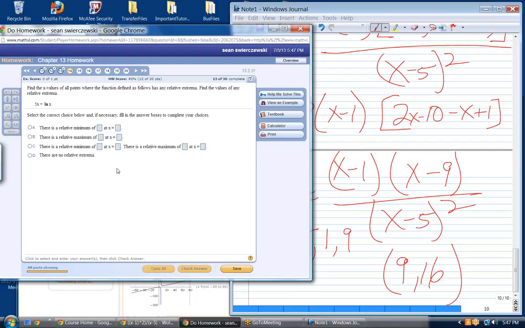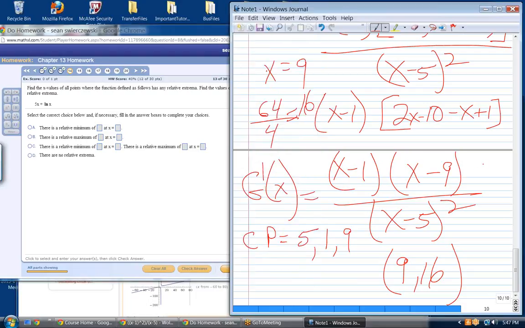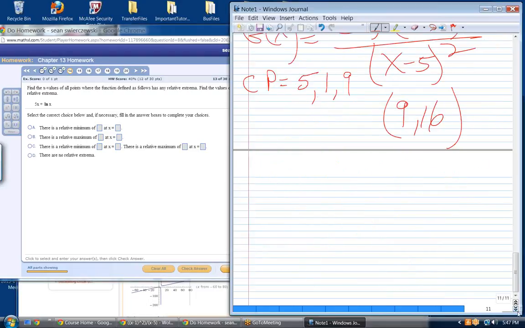Find the x values of all points where the function defined as follows has any relative extrema. Find the values of any relative extrema. Okay. In this case, f of x equals 5x plus natural log of x. What is f prime of x?